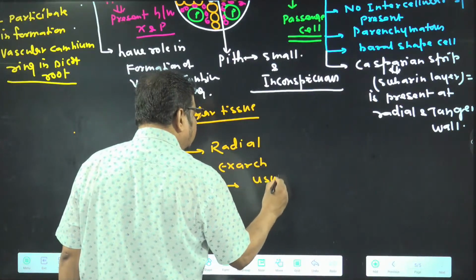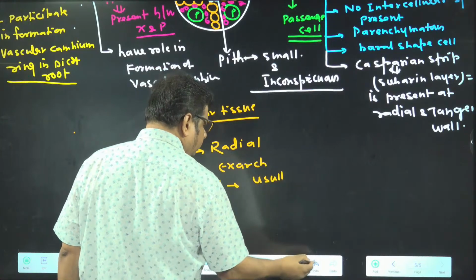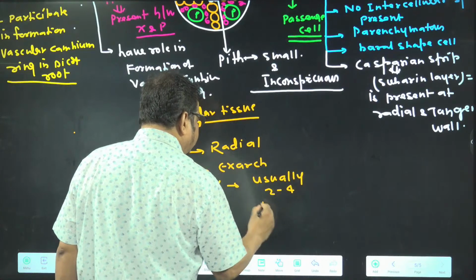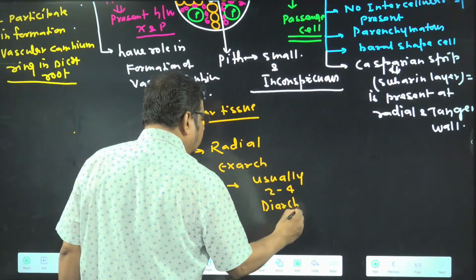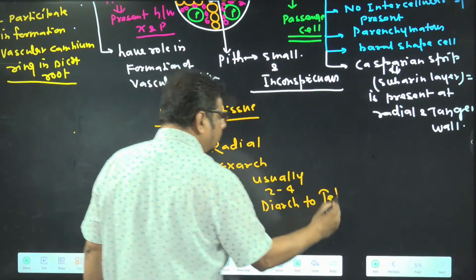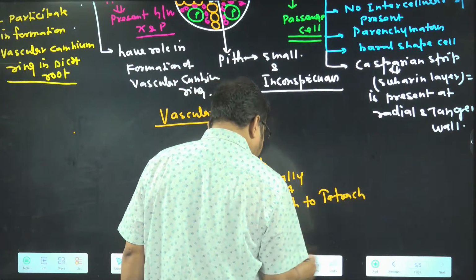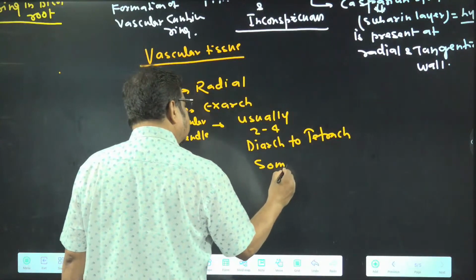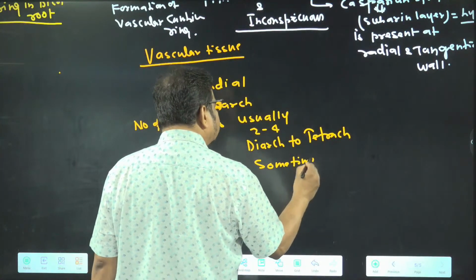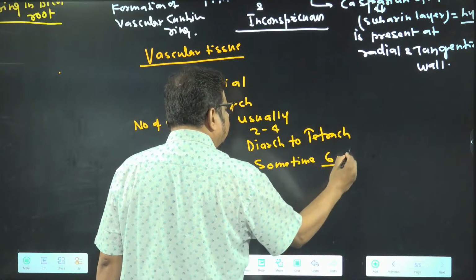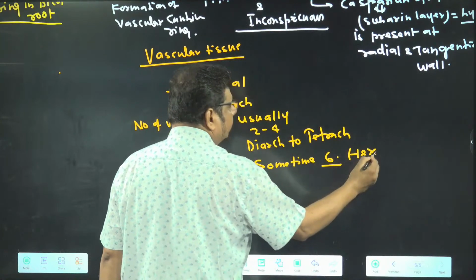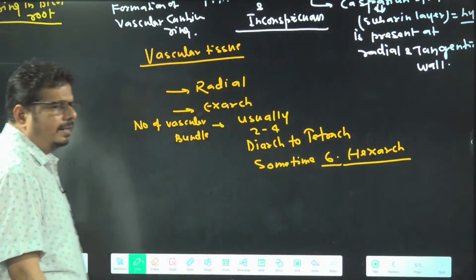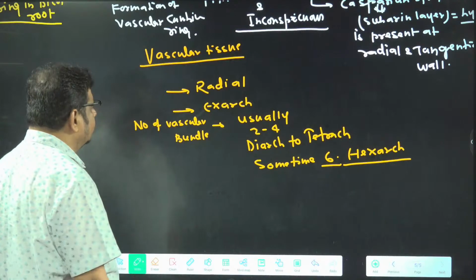Usually, it is 2 to 4 and we call it diarch to tetrarch. Sometimes 6 also. Sometimes means, for example, 6, and that is which one? Hexarch. But it never exceeds hexarch. It never exceeds hexarch.